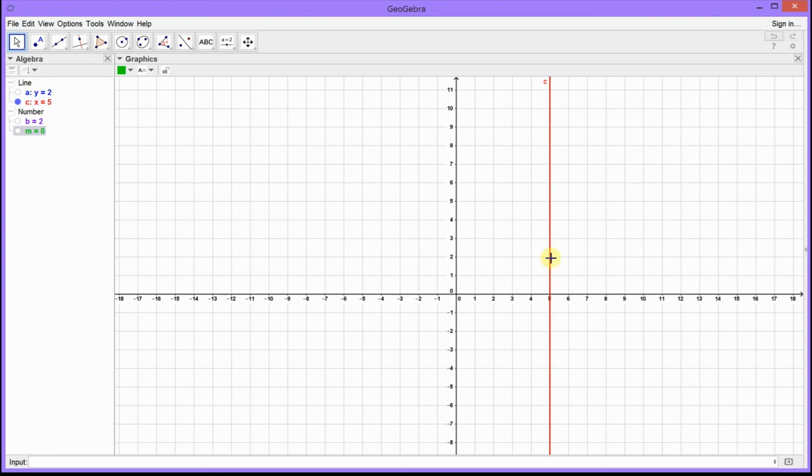I can't do 1 over 0. We can't divide by 0. There's never any division by 0 in our number system. It doesn't work. So we need a different way to define this line.